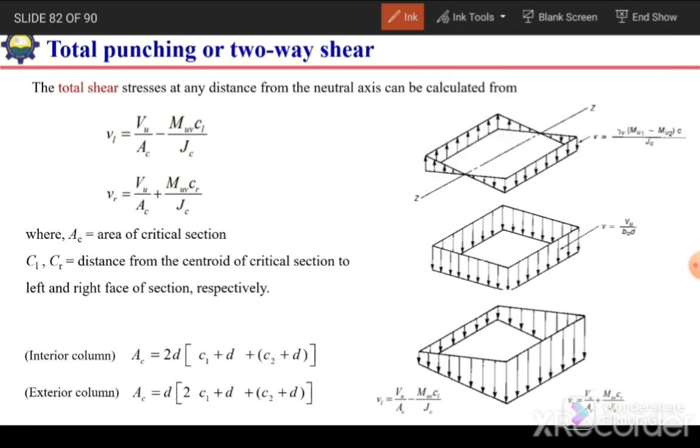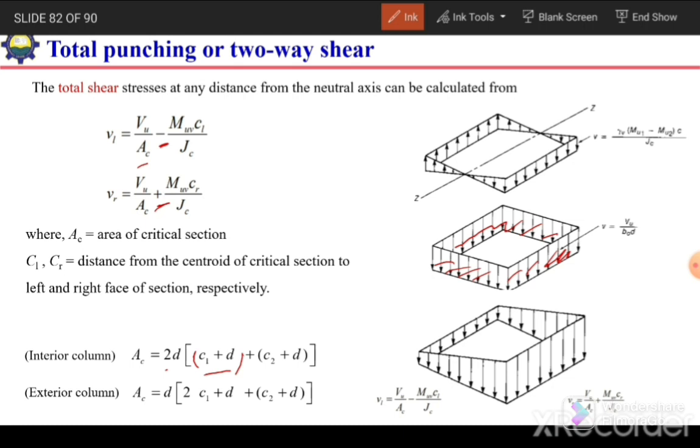Okay, so on the left side we need to subtract and on the right side we need to add up these values. Here AC is the area of this critical section, so it will be perimeter times the depth. AC is the area of critical section and it is perimeter times depth, so 2 times (C1 plus D) and (C2 plus D).